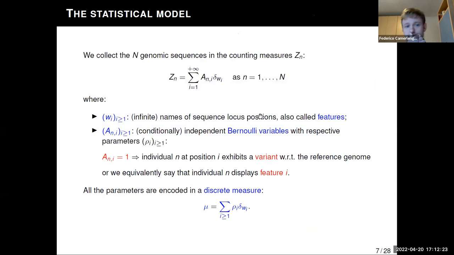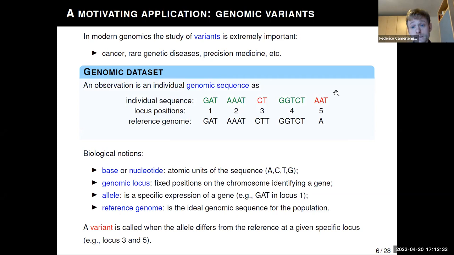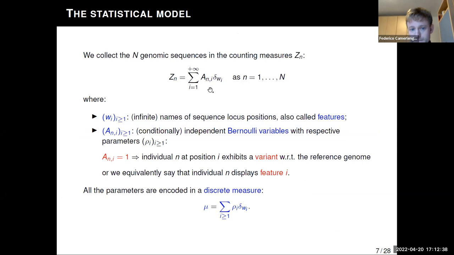Okay, so this is the motivating application. You can encode the individual sequence in a counting measure like this. So this individual sequence may be represented by a counting measure. In this counting measure, you have different elements. Here you have W_i. W_i can be seen as the name of the locus position, and this is also called a feature. This variable, A_i, is a Bernoulli random variable with mean rho_i. This Bernoulli random variable is equal to one if you observe a variant at position W_i. Otherwise, this Bernoulli random variable is equal to zero. This counting measure identifies the genomic sequence that you consider.